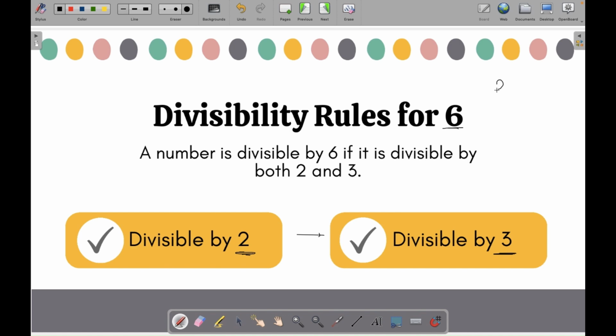For example, 246. We have to check whether this number is divisible by 6 or not. First of all, we'll check with 2. The last digit is 6, which is even, so 2 is a factor. Then we check with 3. For 3, we just add the digits. 6 plus 4 is 10, 10 plus 2 is 12. 12 is divisible by 3, so 3 is also a factor of this number. So when the number is divisible by both 2 and 3, it is also divisible by 6. Okay.